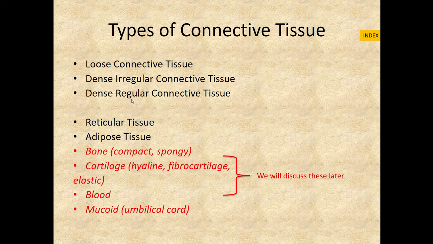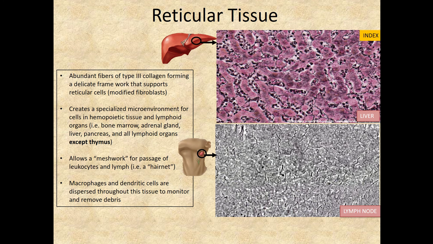Dense regular has very organized fibers that are closely knit together. Then you can have reticular tissue, which is those organs I showed you before that are made up of reticular fibers, and adipose tissue specifically. These other types of connective tissue, bone, cartilage, blood, and mucoid, which is just in the umbilical cord, we're going to talk about those later. Okay, so we're not going to talk about those special connective tissues today.